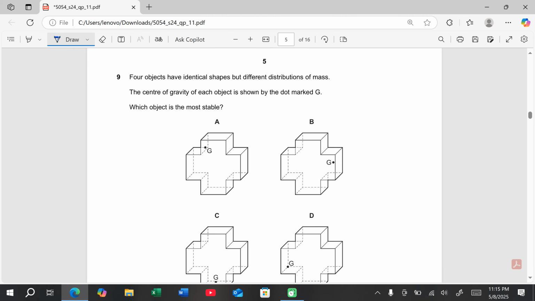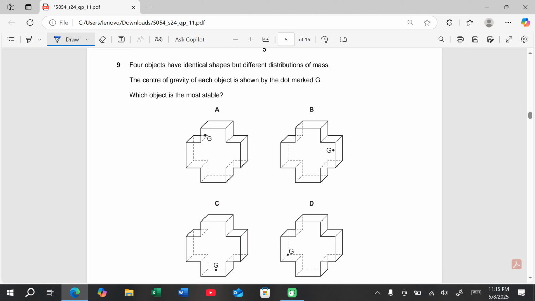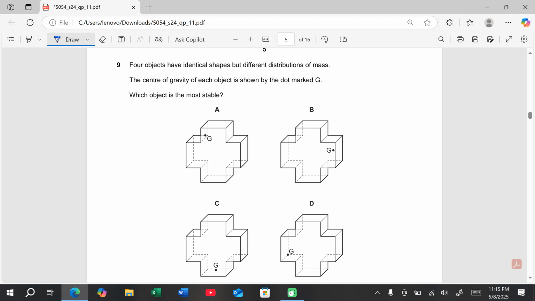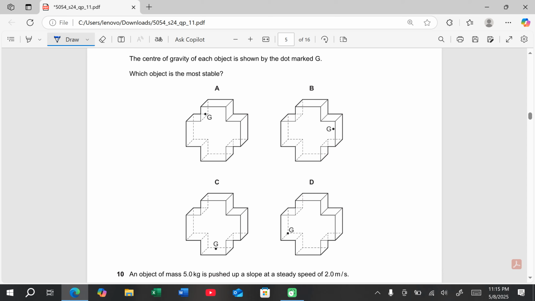In question number 9, 4 objects have identical shapes but different distribution of mass. The center of gravity of each object is shown by the dot G. Which object is most stable? The one which has the lowest center of gravity, which means the location of the center of gravity is lower to the base. So you can see in C it is very close to the base, so that's your answer.